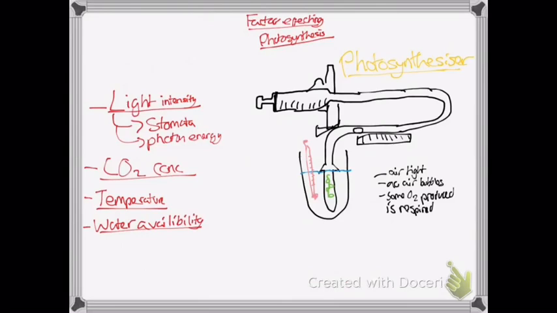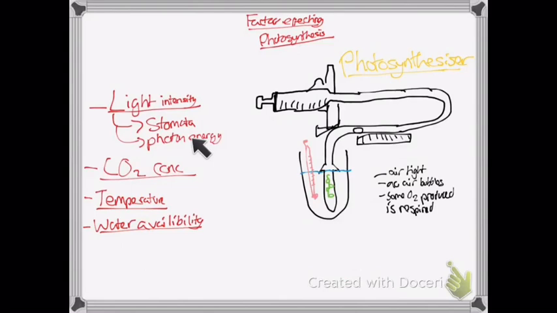Finally, we've got our factors affecting photosynthesis. So we've got 4 factors here. First of all, we've got light intensity. So of course, light intensity is going to affect photosynthesis the most out of anything. First of all, because light is essential for the light dependent stage. It carries our photon energy for the light dependent stage. Presence of light also opens stomata for gaseous exchange.